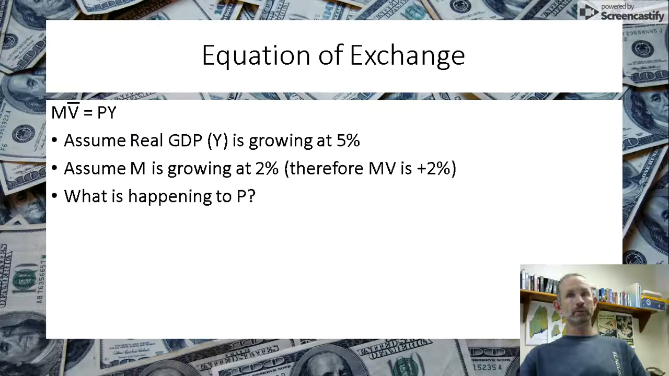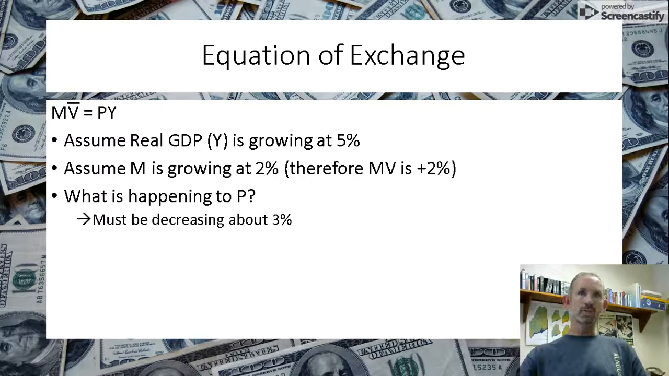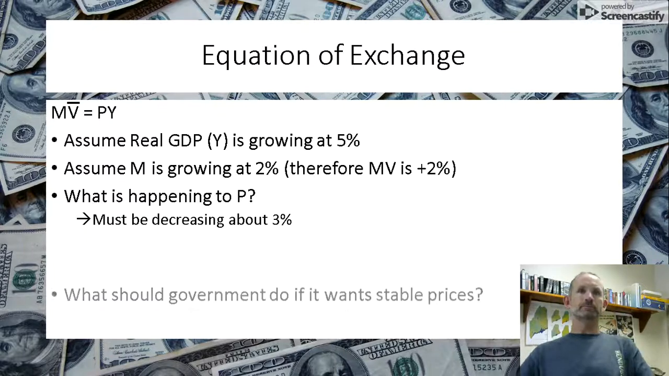So if output is growing 5%, what must be happening to P? It must be decreasing by around 3%. So the point here is the way the government manages the money supply really goes a long way toward determining the rate of change in prices. In this case, they're creating deflation of prices, which might sound good, but it's actually not a good thing.